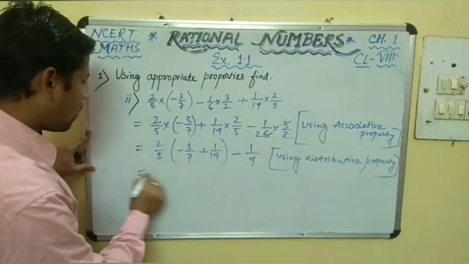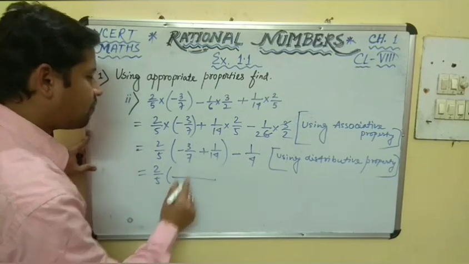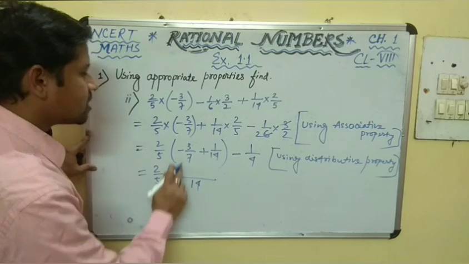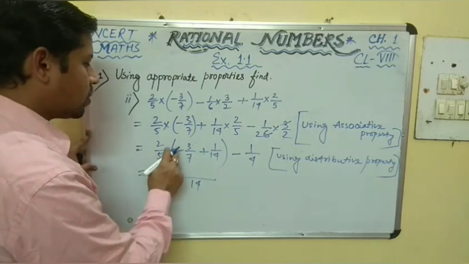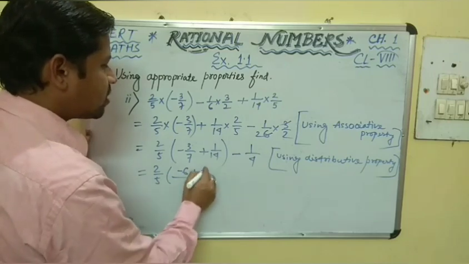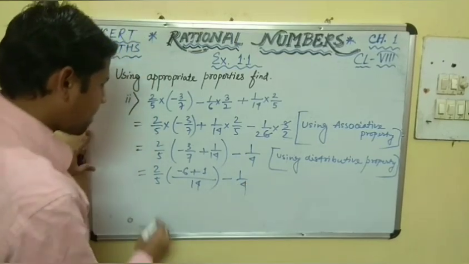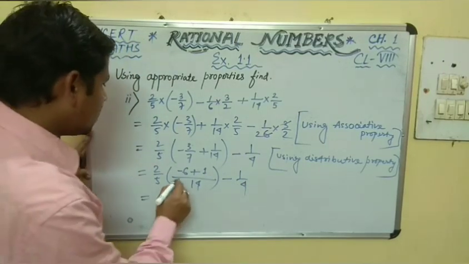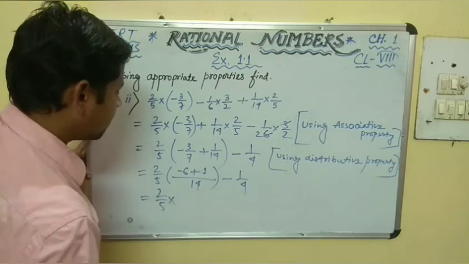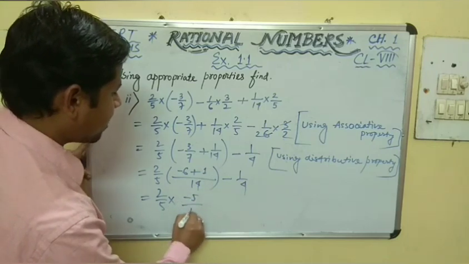It's clear? Now 2 by 5, 7 and 14 is there. What is the LCM of 7 and 14? Of course 14. 7 2s are 14. So minus 3 2s are minus 6 plus 14 1s are 14, so 1 1s are 1 be there. Minus 1 by 4 is there. Now we know that 2 by 5, no sign is there, that is multiplication. Minus 6 plus 1, that is minus 5 by 14 here.